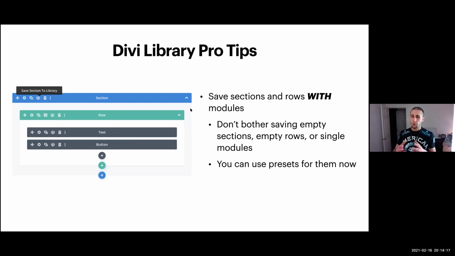Okay, so here would be my tips with this one. At this point, because presets have been introduced, save sections and rows with modules. If a section doesn't have any modules in it, I would say don't bother saving it because you have presets that you can apply now. You can load up a section, apply a preset, and it's taken care of. The same with a row. But if you've got a block that you've created of a section, a row, modules and columns, and you're doing all sorts of custom stuff in it, that's when I would save that to the library.